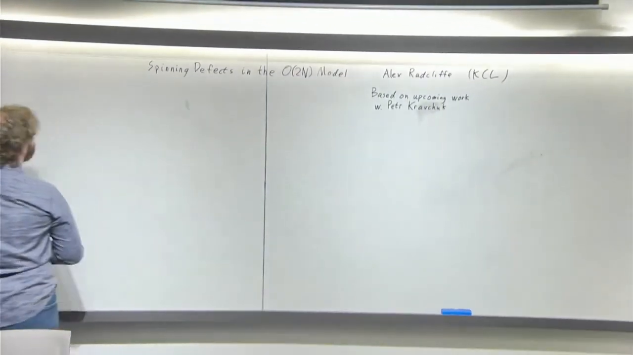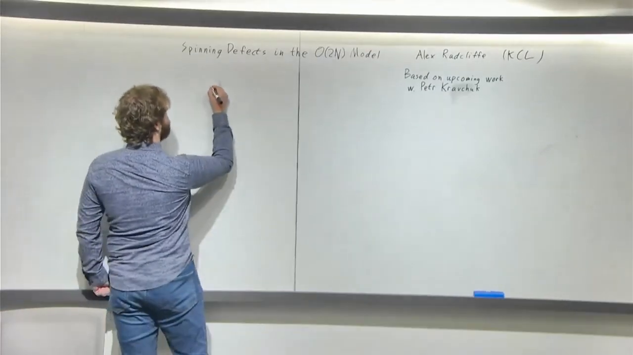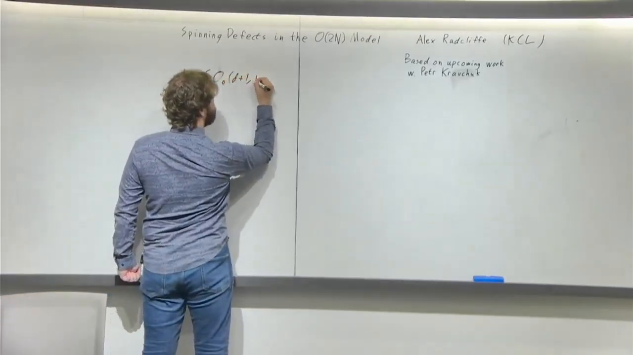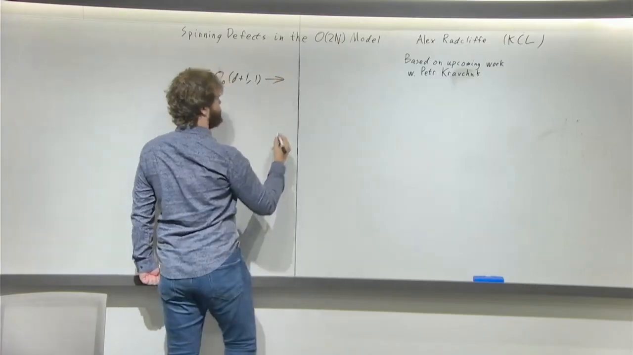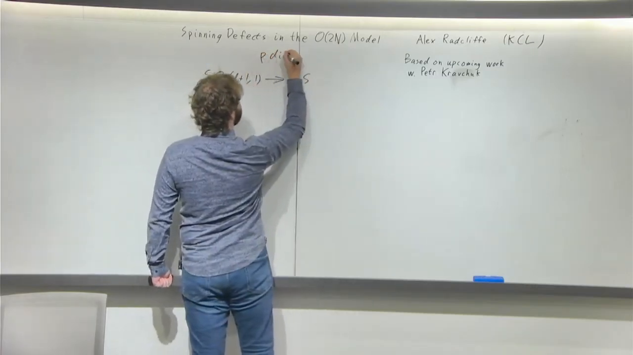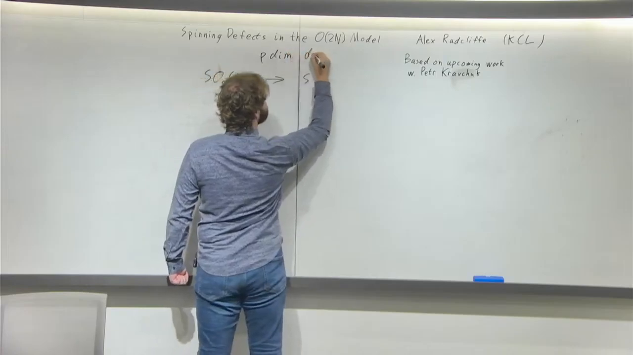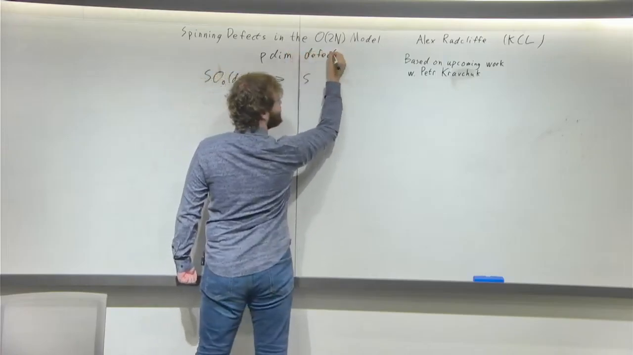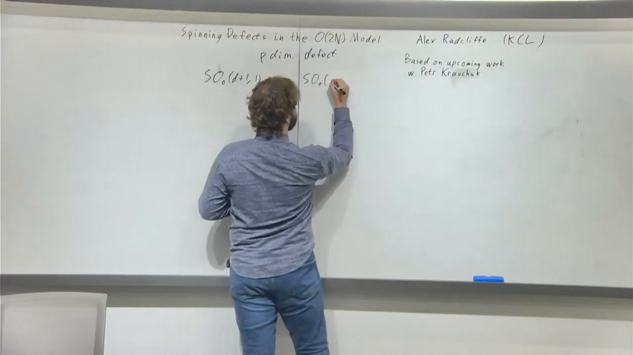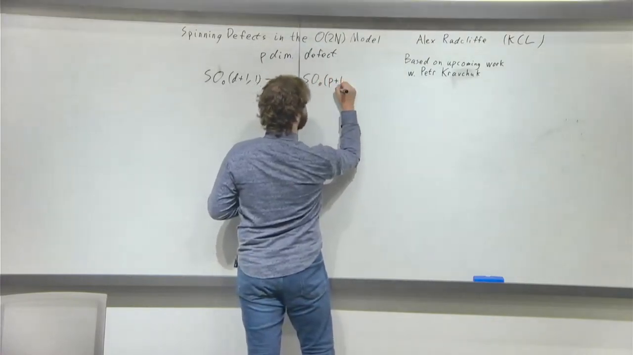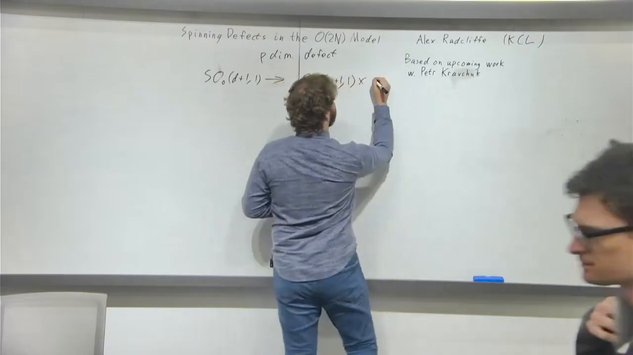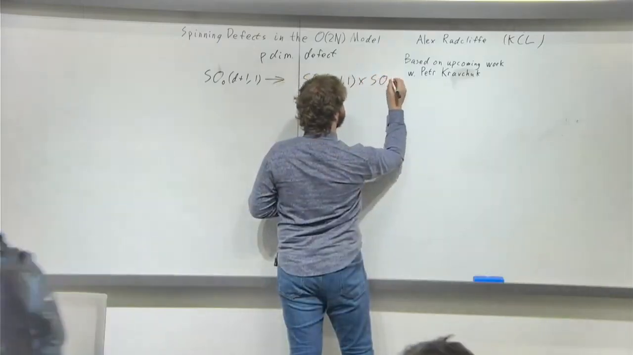So normally when we look at a defect CFT, we expect the conformal group to be broken, if it's a p-dimensional defect, to the conformal group along the defect times the group of transverse rotations around the defect.